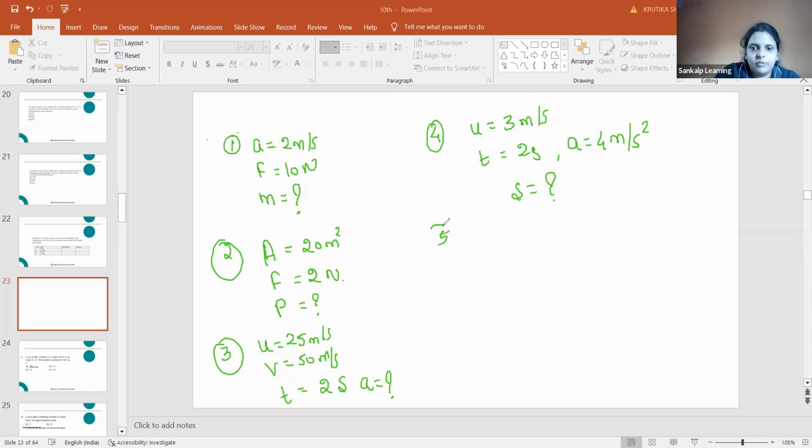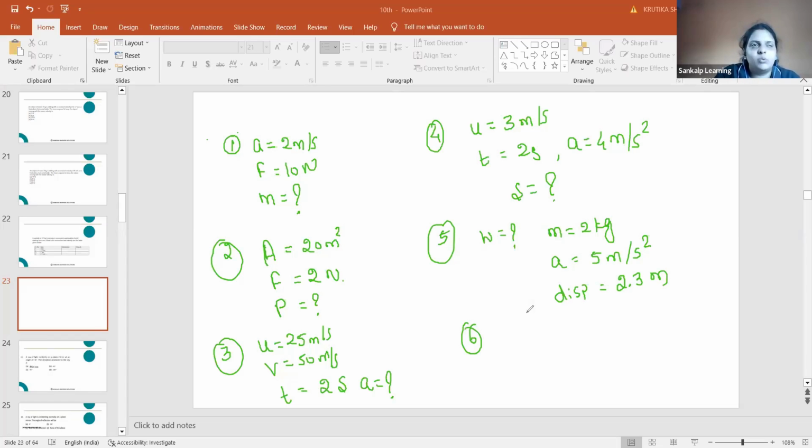Then the fifth question is a work done calculation. For the work done calculation, I give you mass as 2 kg, acceleration 5 meter per second square, and displacement is 2.3 meter. Calculate the work done. Okay.